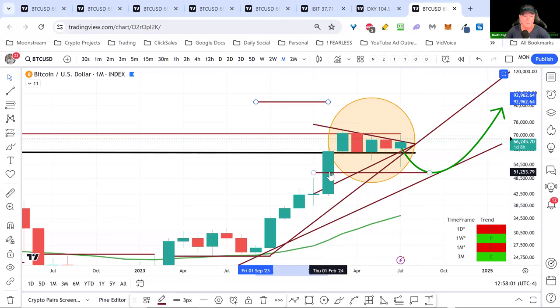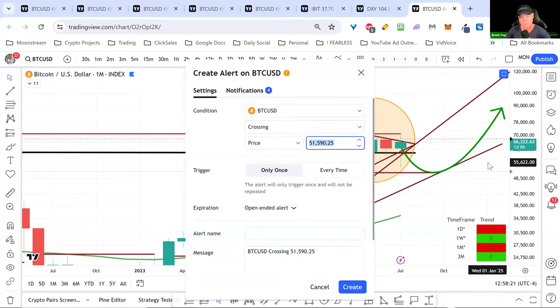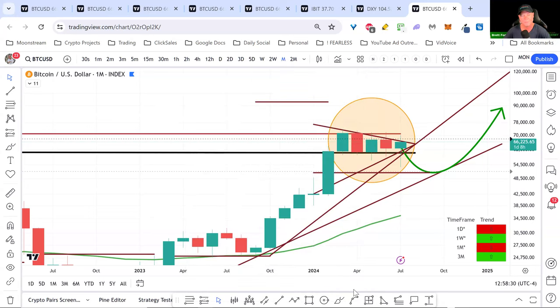And if that happens, if we come down here and back to the 51K region, that's why this arrow is here. In that sense, the new trajectory of the hyperbolic blow-off top has been invalidated. But if we come back down in here to the 52K region or 51.5, that's another screaming buy. But it's also a reason why I'm saying I would not be fully invested here. It would be prudent to be somewhat invested.